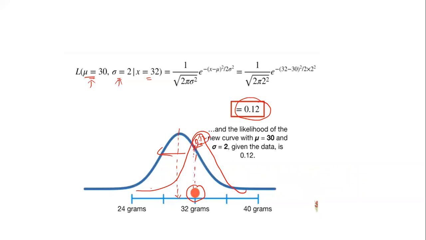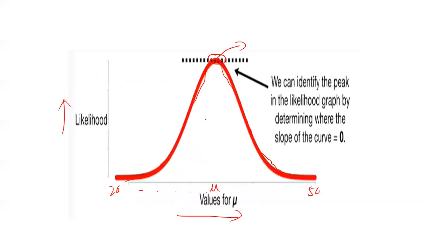So for one value of mu, you will get the highest peak, and there the slope will be 0. We have to identify that point where the slope is 0, because only when the slope is 0 are you going to get the highest likelihood value, and that mu we have to find out. So this is what we are expected to find. We can identify the peak in the likelihood graph by determining where the slope of the curve is 0, right? I guess you are following.